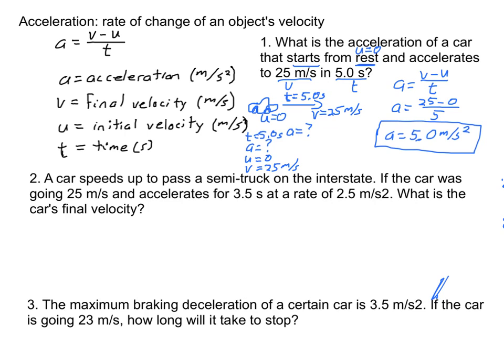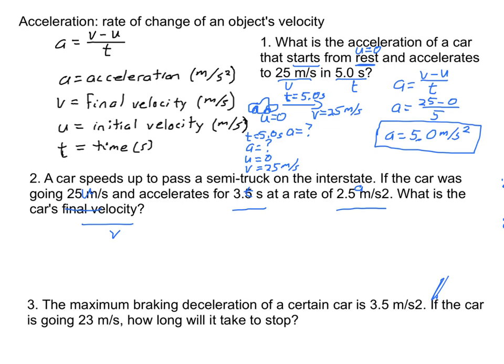Also notice two significant figures, because up in the problem, all the numbers given were given to 2 sig figs. Number 2, a car speeds up to pass a semi-truck on the interstate. The car's already going 25 meters per second. That says initial velocity, u. It accelerates for 3.5 seconds, a unit of time, t, at a rate of 2.5 meters per second squared, the unit of acceleration. What is the car's final velocity? I'm trying to find v in the end.